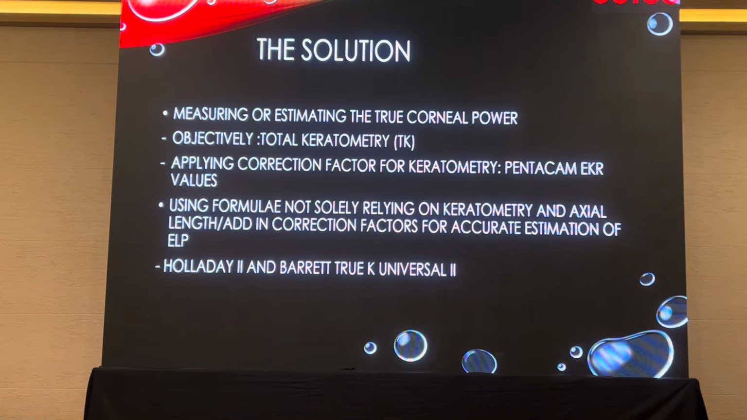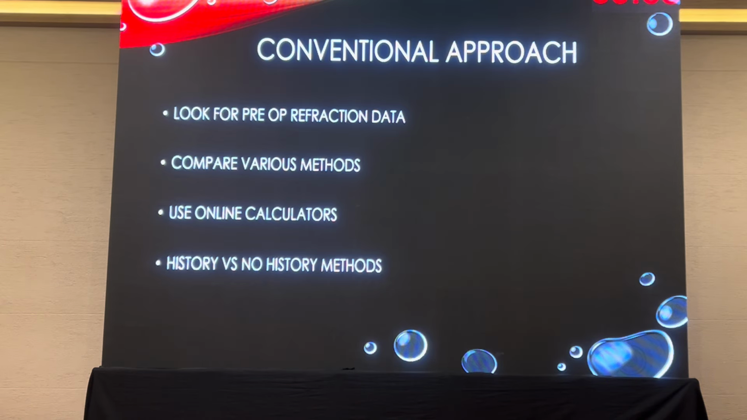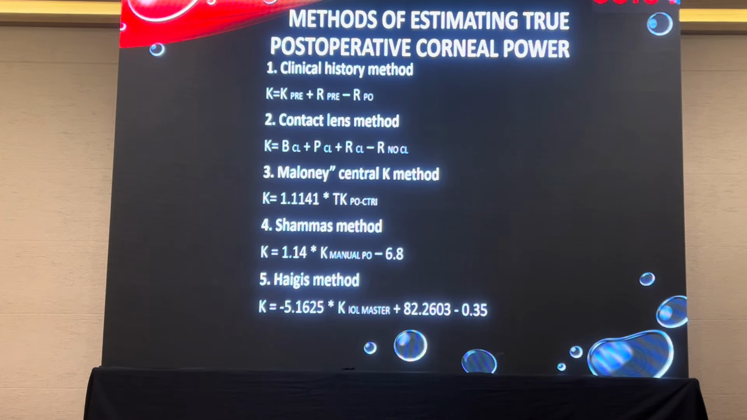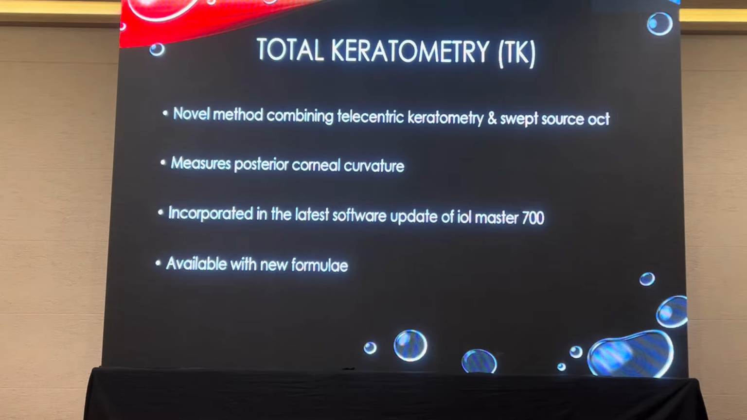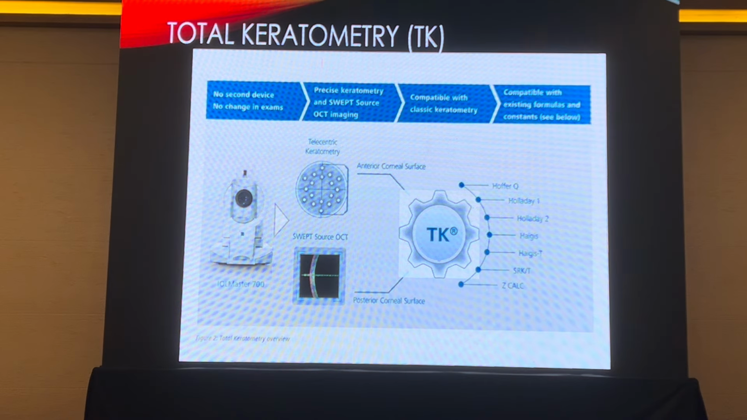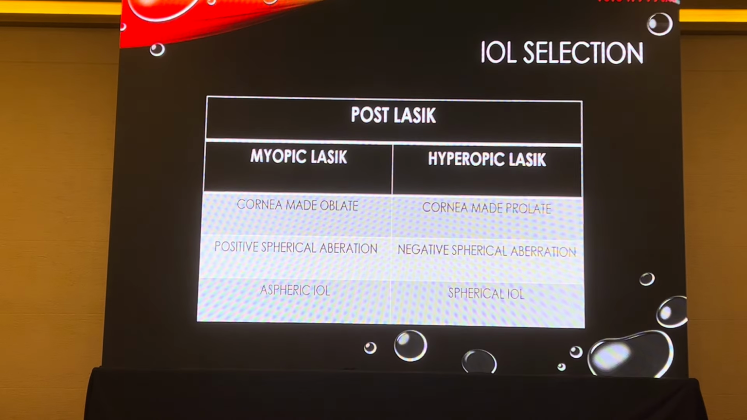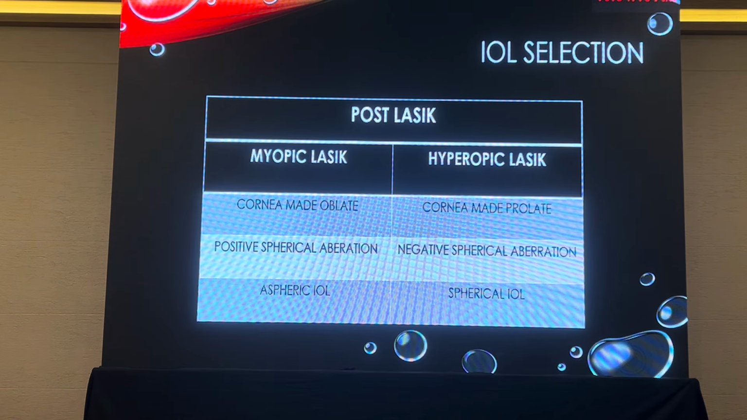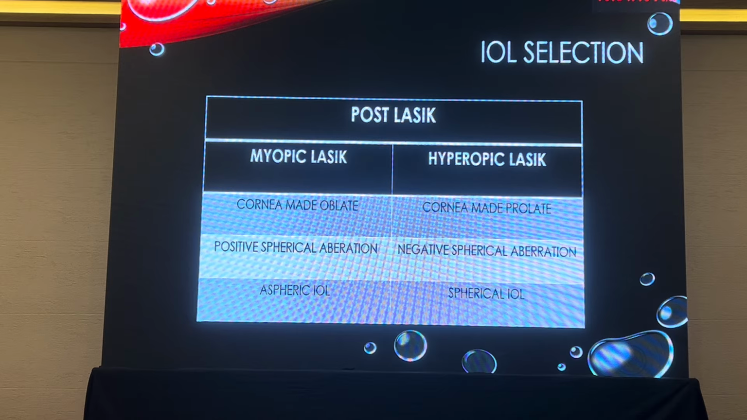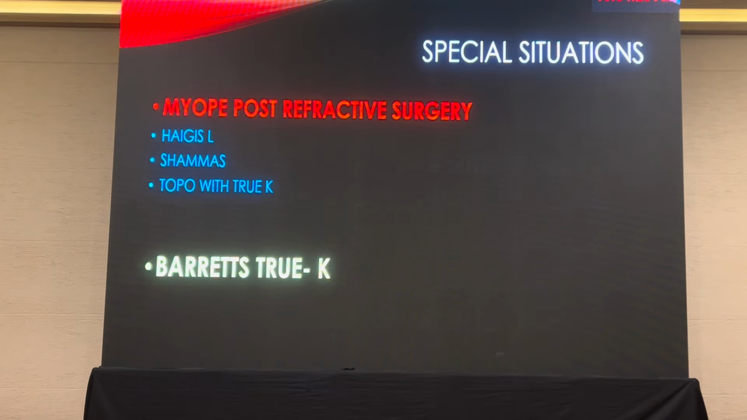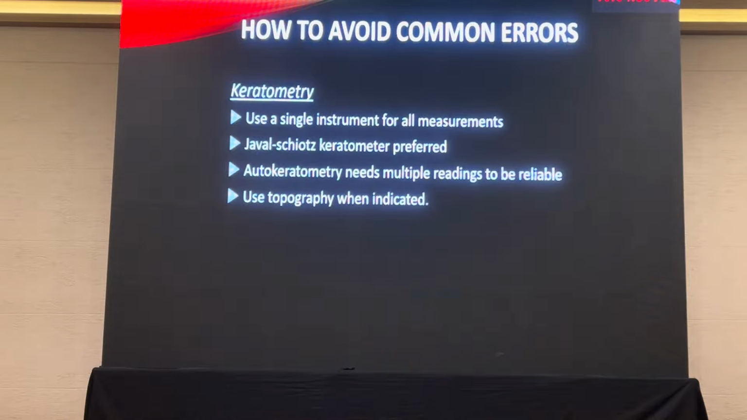So the solution comes in total keratometry. Rather than going for the older methods like the clinical history, now we can go for total keratometry. This is basically either using the IOL Master 700 or the Pentacam with the correction. And you have online calculators also. For myopic post-refractive surgery, you can use the Aegis formula, Shammas, Topper True-K or the Barrett True-K.